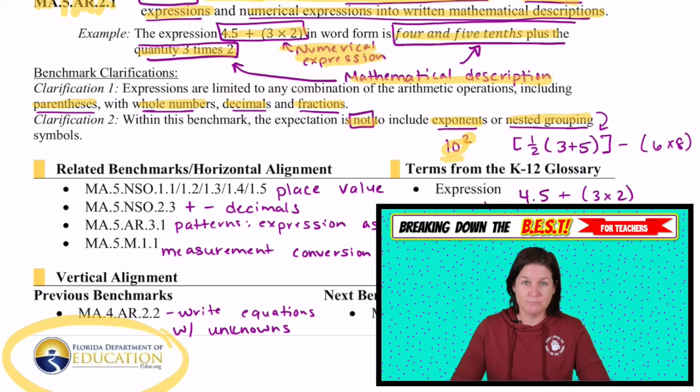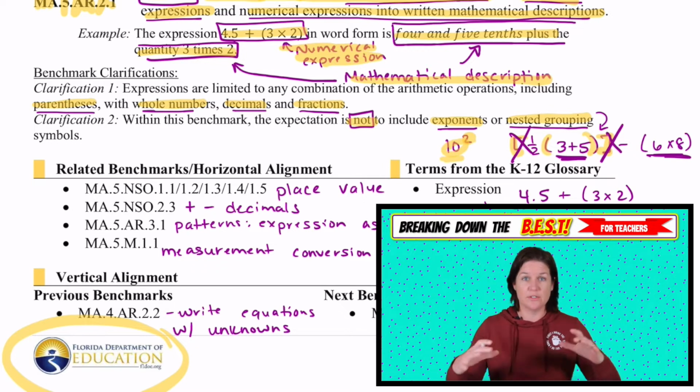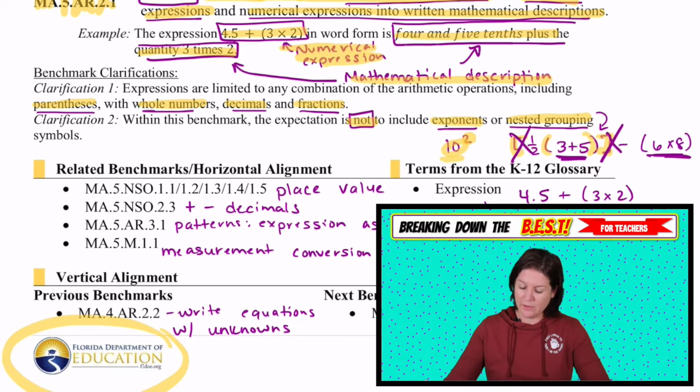But this year, no. Nested grouping is when we have multiple sets, like grouping symbols nested inside of another grouping symbol. So this would not be okay. This would be nested grouping. But if we removed these brackets right here and had this expression in parentheses and this expression in parentheses, that's fine because they're not nested inside one of another.